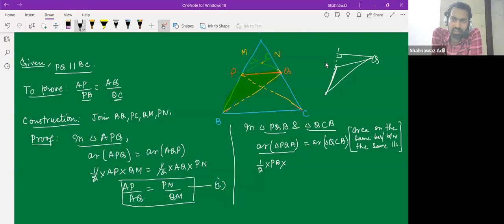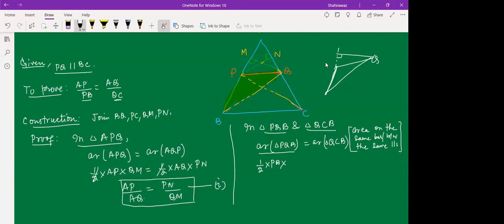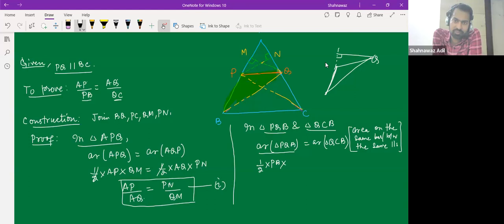Did you find the altitude? What is the altitude, Tejasvi? See, from Q, what is the perpendicular on PB? What is the perpendicular on PB from Q? So if I write the answer, Abhi, you help Tejasvi.